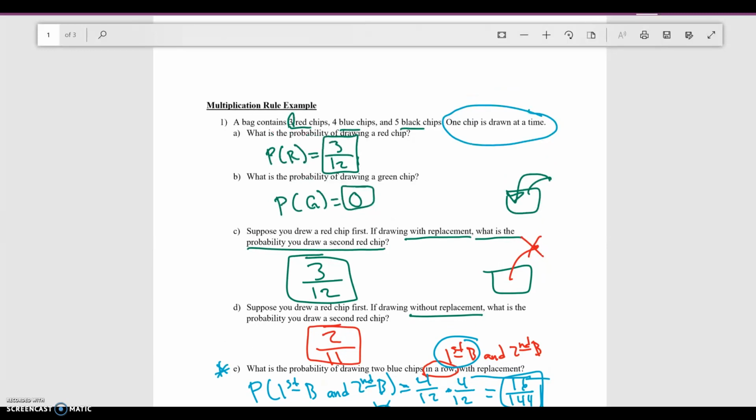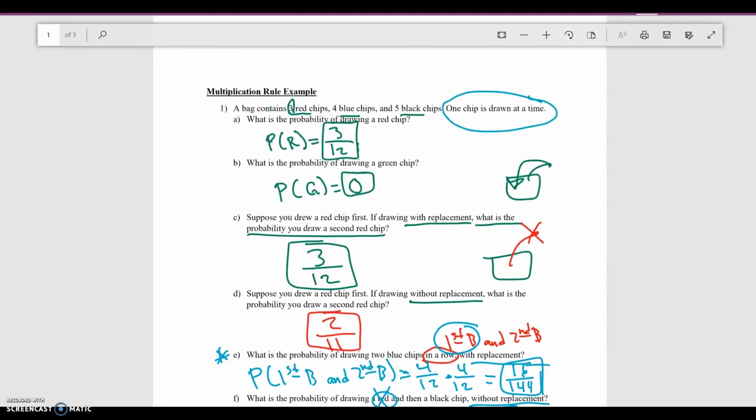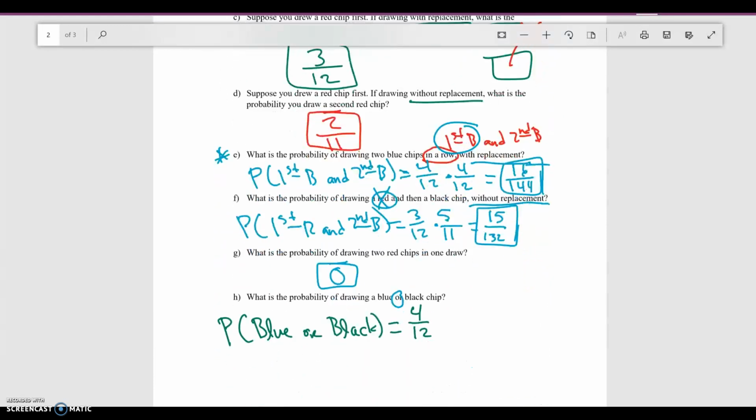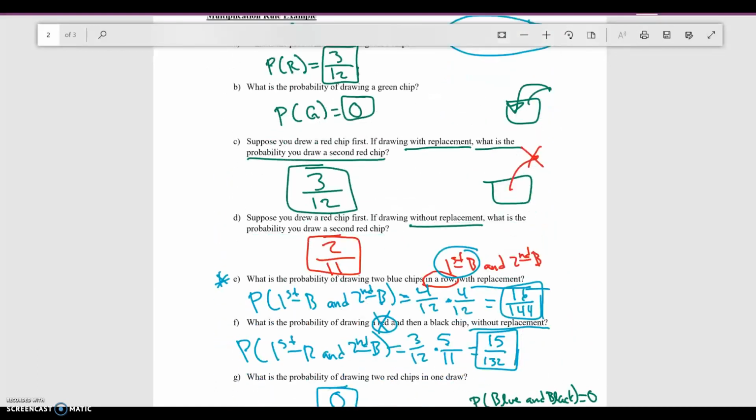So I can get a blue 4 out of 12, or I can get a black 5 out of 12. Okay. Now notice that I'm not going to subtract the probability of getting a blue and a black, because I cannot get that. The probability of me getting a blue and a black at exactly the same time is going to be 0. Okay. So this is just going to give me 9 out of 12. Okay, notice that the math is very simple. The only thing that's a little bit difficult is trying to keep track of what exactly I'm replacing and what exactly I'm not replacing. Okay.